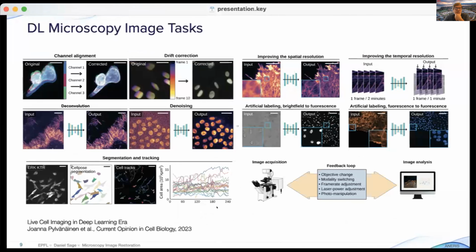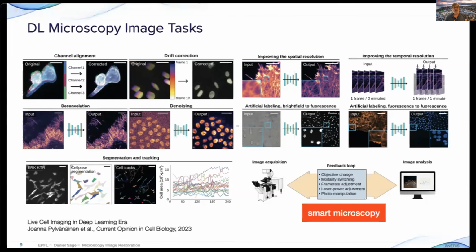Okay, so here there is a new paper that presents all the places where we can use deep learning in microscopy. You see that there are many places, including artificial labeling, improving the temporal resolution, improving the spatial resolution, correction of the drift, and so on. Obviously, there is also segmentation and tracking. And the nice thing is that with deep learning, we can process an image rapidly. We can also, during the acquisition, modify the acquisition parameters based on the output of a deep learning system. So it's what we call smart microscopy. So now we will focus on denoising and deconvolution.